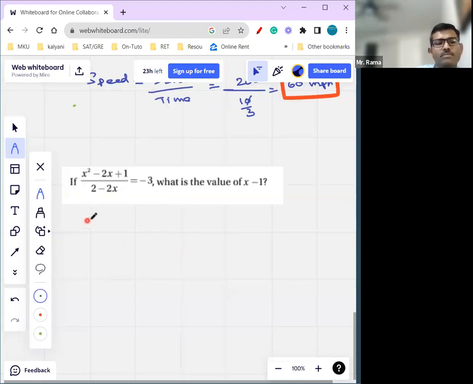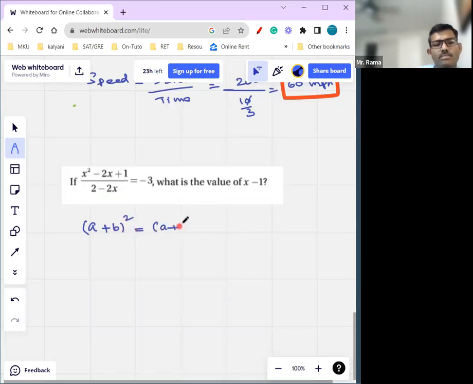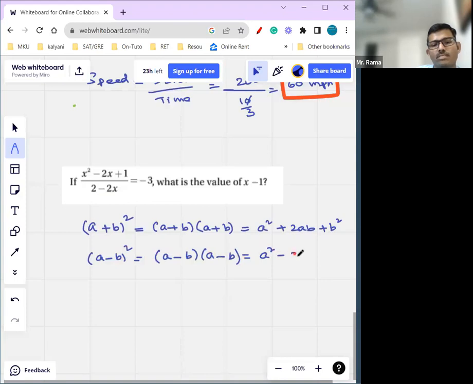Okay, so first of all, there are some easy formulas: (a plus b) whole squared, which means (a plus b) times (a plus b), which means a squared plus 2ab plus b squared if you expand it using the FOIL method. And (a minus b) whole squared, which means (a minus b) times (a minus b), which is a squared minus 2ab plus b squared.